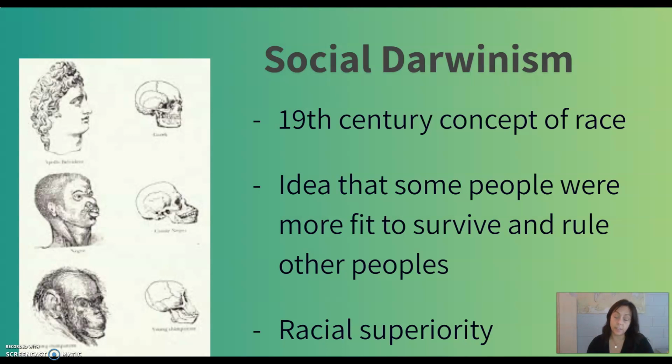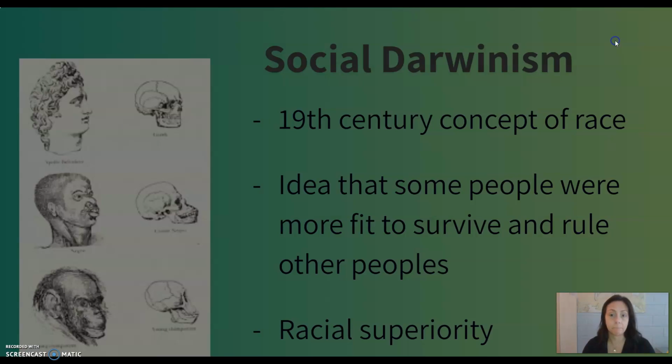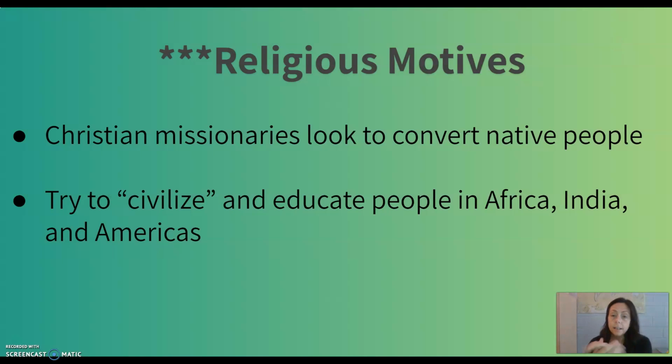excuse or justification used for imperialism was an idea referred to as social Darwinism. They basically took Darwin's theory of evolution and twisted it to create a bogus theory of race, one that is not true, by saying that some people are more fit to survive and rule than other people, and that it comes down to racial superiority. It is just ridiculous, but that is what they did to justify their actions.